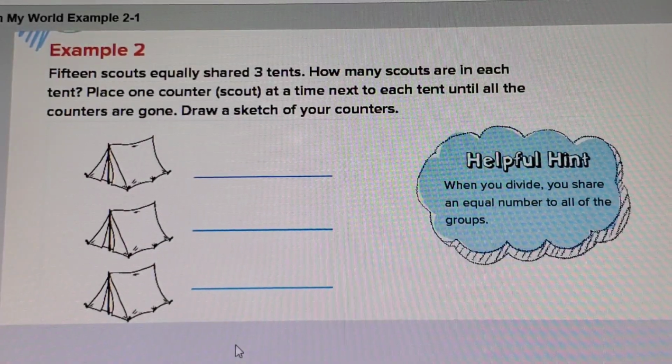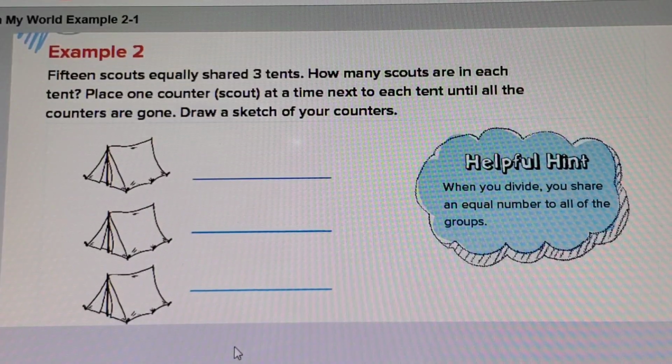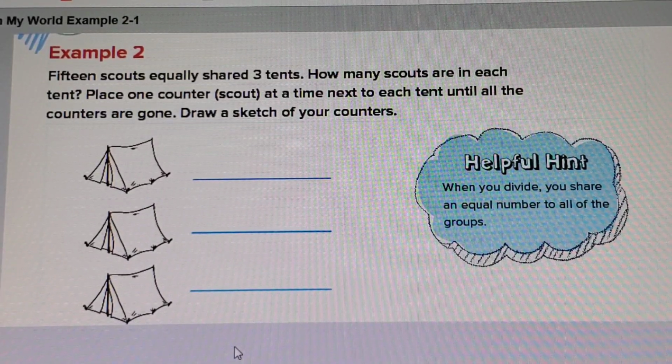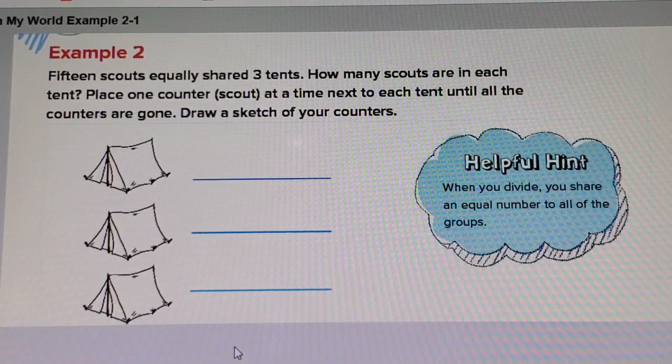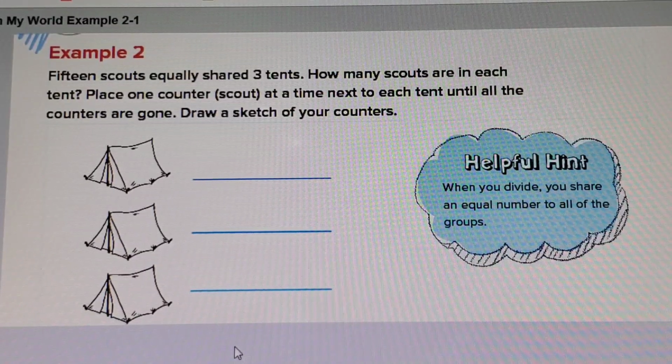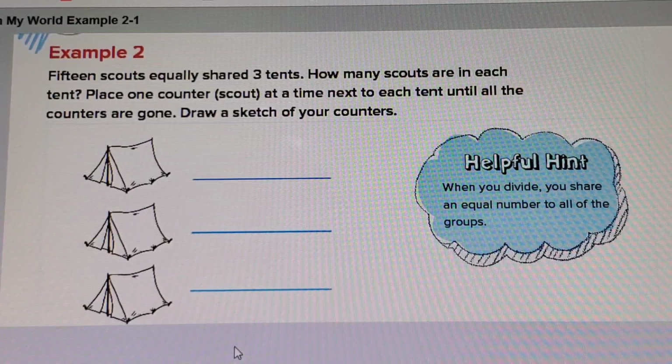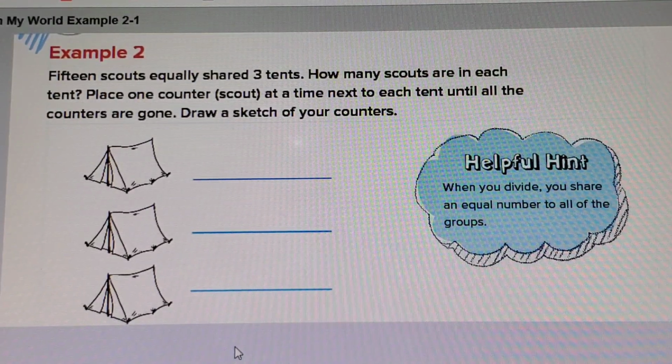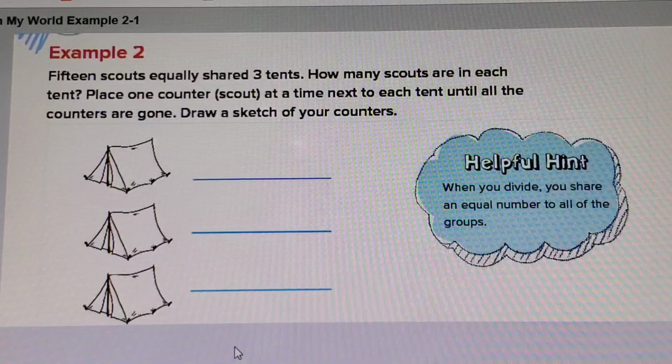Example 2. 15 scouts equally shared 3 tents. How many scouts are in each tent? Place 1 counter, which represents a scout, at a time next to each tent until all the counters are gone. Draw a sketch of your counters. Helpful hint: when you divide, you share an equal number to all of the groups. So you'll need 15 counters, and you'll share them one at a time with each tent until you run out of counters.